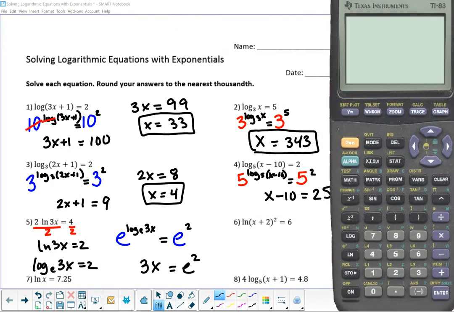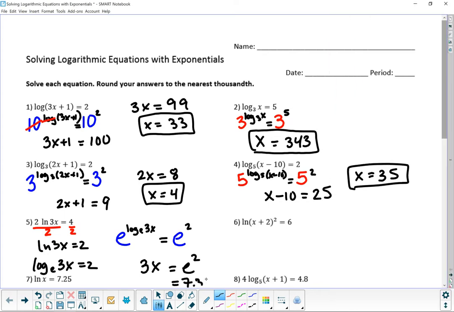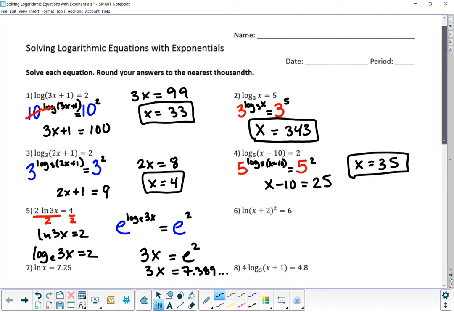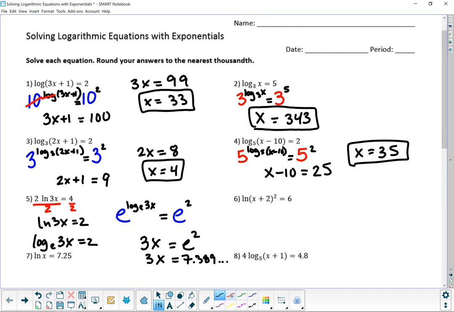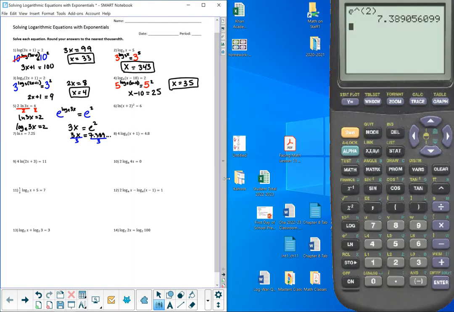Okay, so this one. I'm going to go ahead and do this with e squared. So we have e squared, and that makes 7.389. There are more numbers, but we'll take it to that for now. Then we're going to divide both sides by 3, and that should take us to the end. So again, on my calculator, I'm going to go ahead.